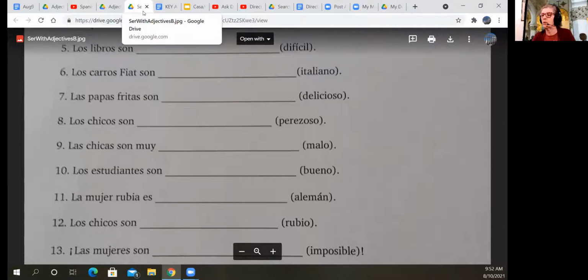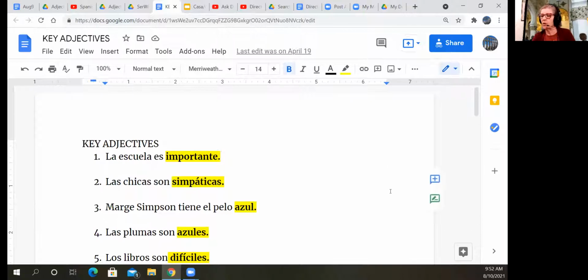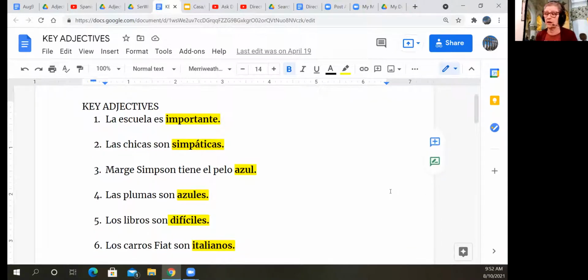So let's take a look at what the answers are. And you may have a question about how we got to those answers, in which case, ask away. La escuela es importante. We don't have to change that word, because it ends in an E. It's the same for masculine and feminine, right? But the number two does have to change.